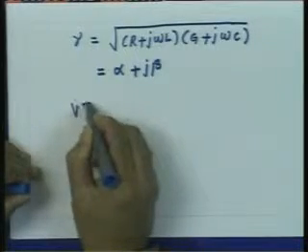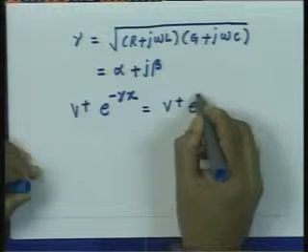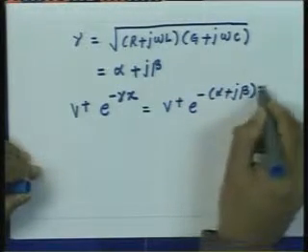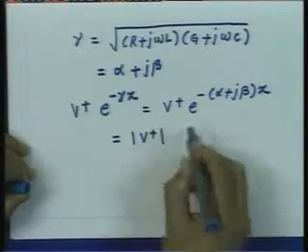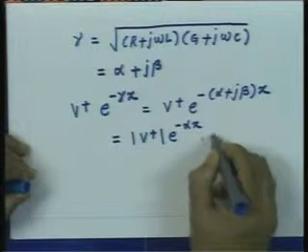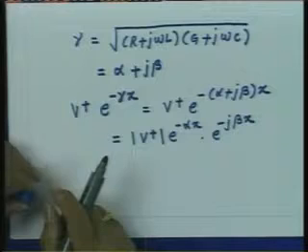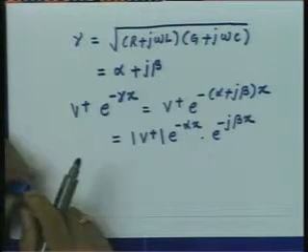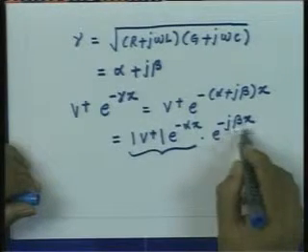Let us concentrate on the travelling wave in the forward direction. As we have seen, the travelling wave in the forward direction is given as V plus e to the power minus gamma x, which we can write as V plus e to the power minus (alpha plus j beta) x. Without losing generality, if I assume that V plus is a real quantity, this I can write as mod of V plus e to the power minus alpha x into e to the power minus j beta x. So, the voltage on the transmission line for a travelling wave in the positive x direction has an amplitude given by mod of V plus multiplied by e to the power minus alpha x and a phase which is equal to minus beta x.